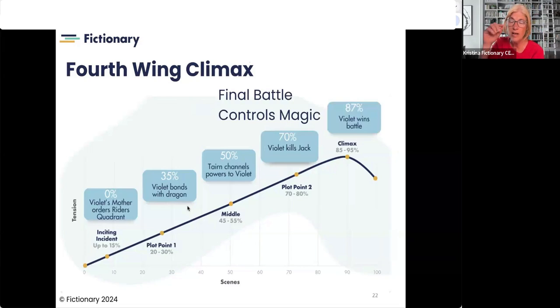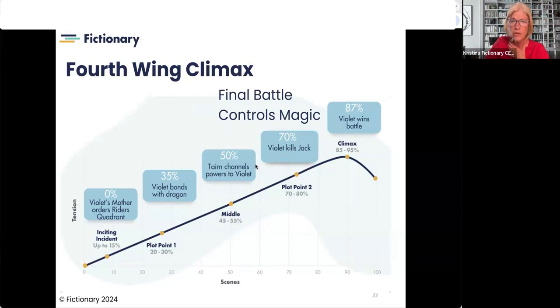And then in the final battle, she controls her magic enough that she wins. There's still issues, but she's got it. And so you can see here, final battle, 87%. So it's nicely placed. So the two things she's doing here, there's a huge length of time between the inciting incident and plot point 1, which is quite unique for a book. And she's obviously done it beautifully.